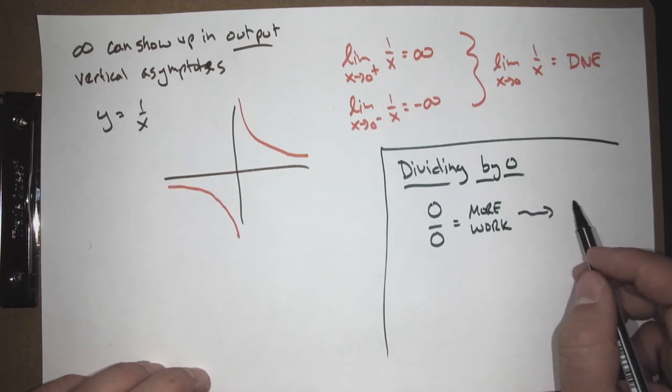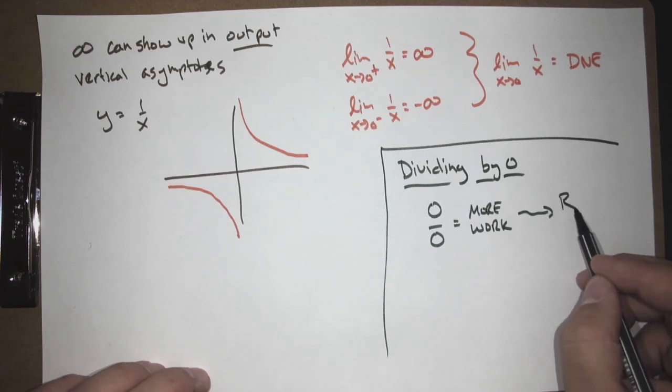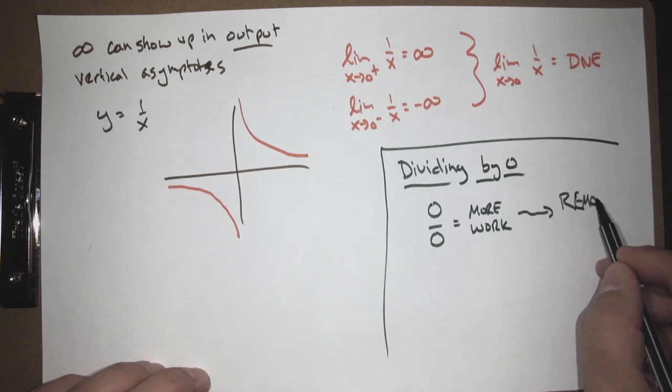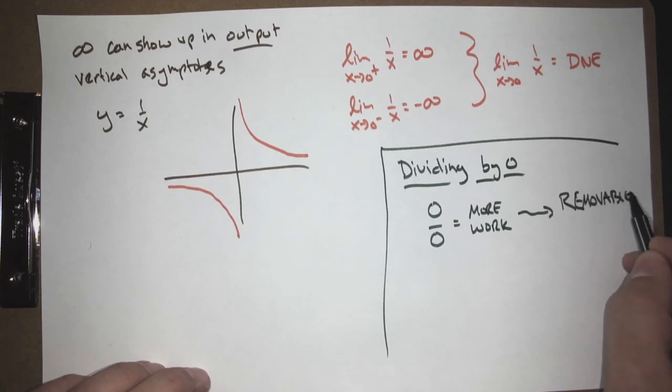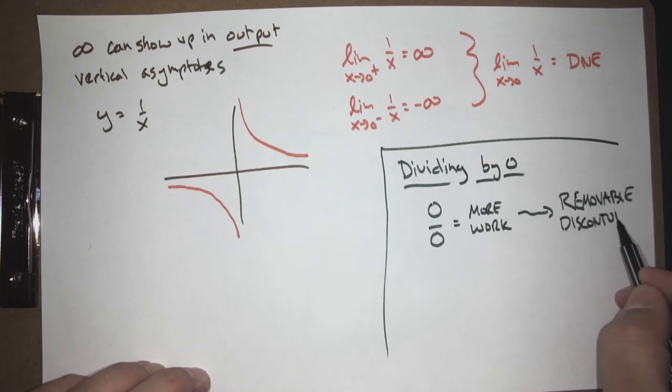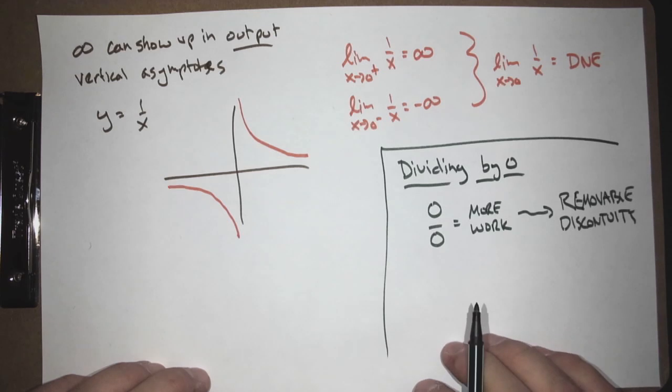In terms of what we talked about last time, it starts with an R: removable discontinuities. Not 100% of the time, but most of the time that we see 0 over 0, that's removable discontinuities. That's what we should think.